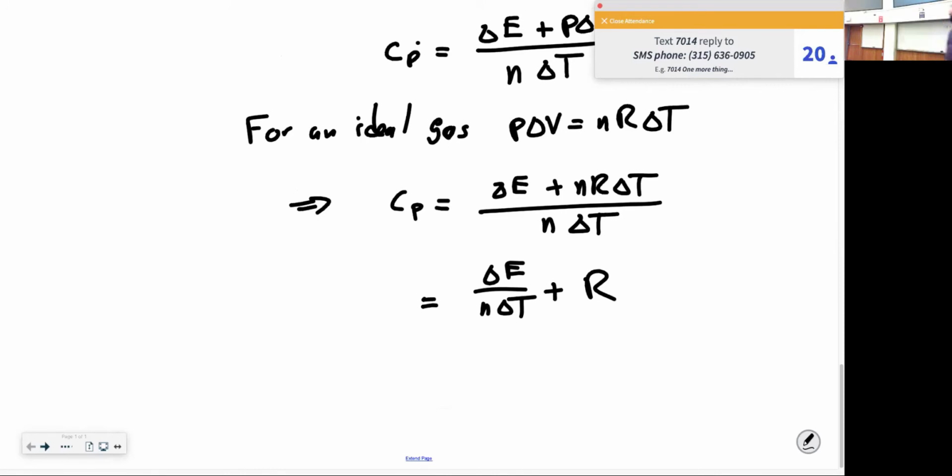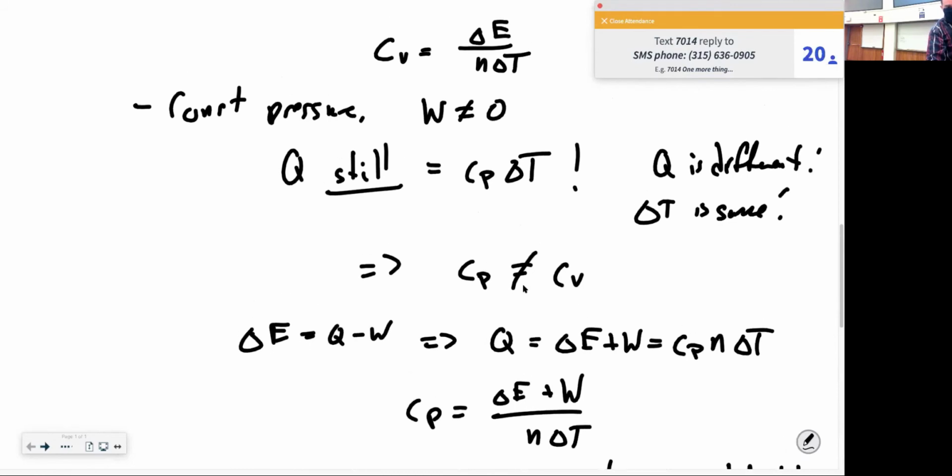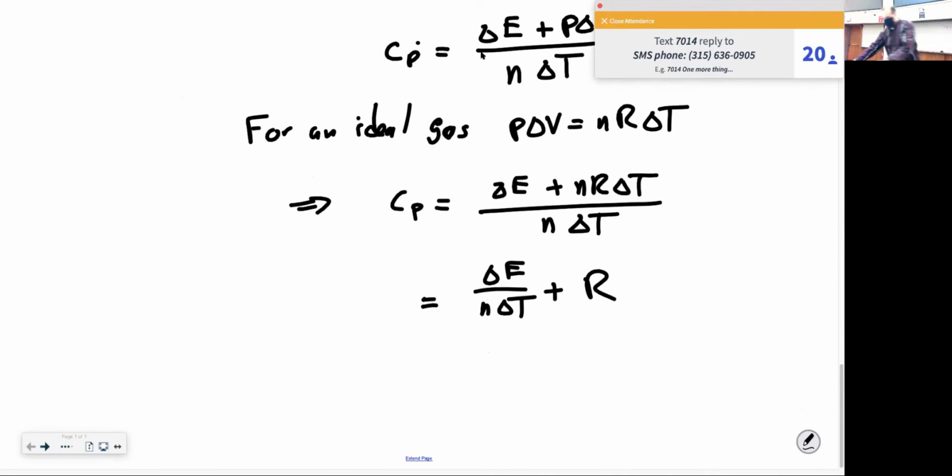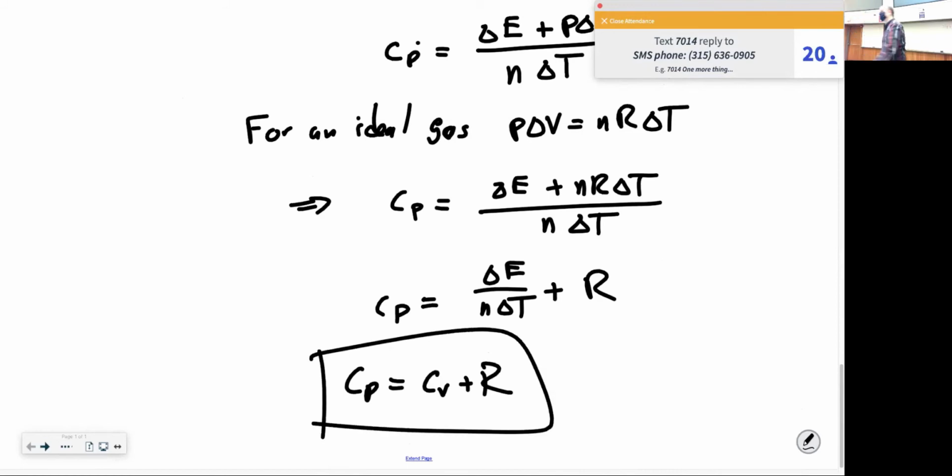But we also know something else. What's delta E over N delta T? That's CV. CV, we defined as delta E over N delta T. That's just our CV term. So CP equals CV plus R. The ideal gas law and our knowledge of thermodynamics tell us how CP and CV have to be related.